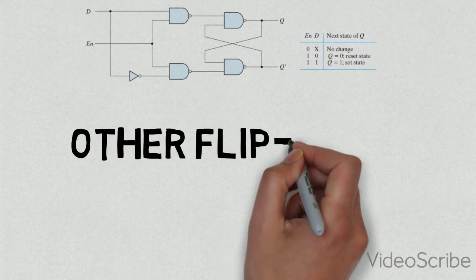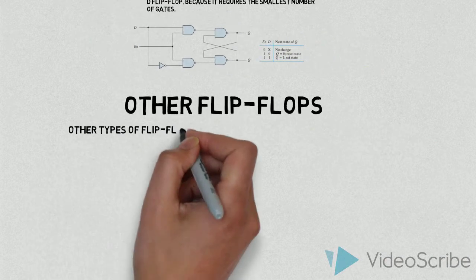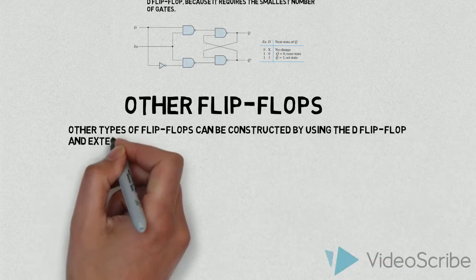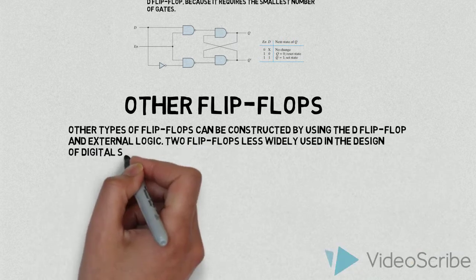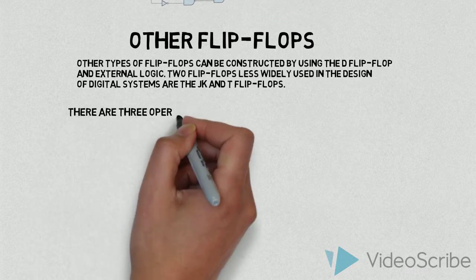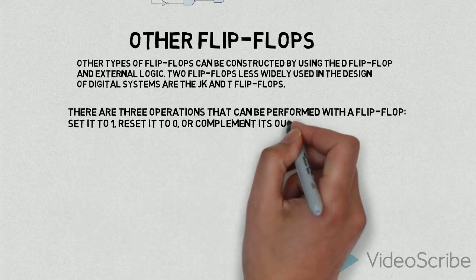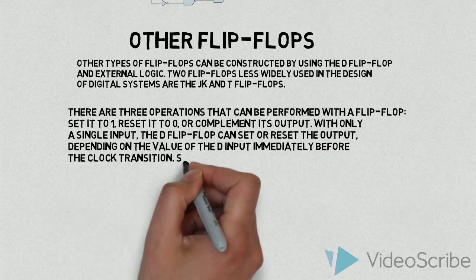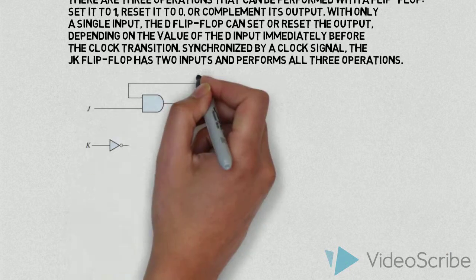So now let's talk about the other flip-flops. Other types of flip-flops can be constructed by using the D flip-flop and external logic. Two flip-flops less widely used in the design of digital systems are the JK and the T flip-flops. There are three operations that can be performed with a flip-flop: set it to 1, reset it to 0, or complement its output. With only a single input, the D flip-flop can set or reset the output, depending on the value of the D input immediately before the clock transition.